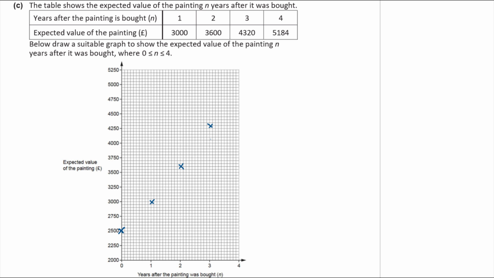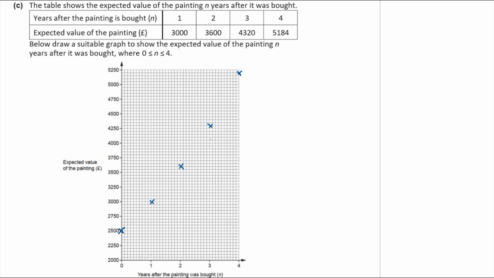And similarly, 5,184, I'm just going to plot that at 5,200, which is about one little square below 5,250. So I'm going to plot it there. Again, on this scale, the extra bit is going to make a lot of difference. Okay, so I've got my points.